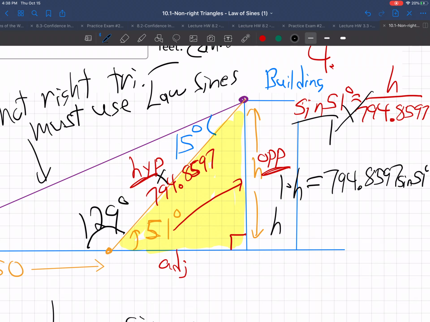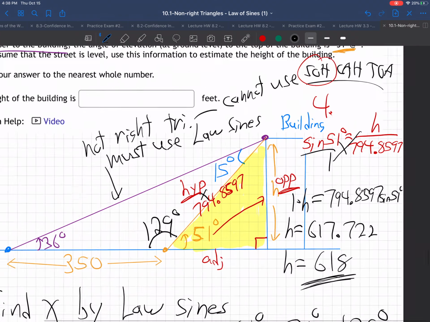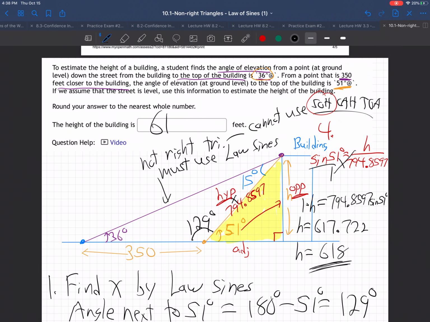And so h will equal, just multiply that together on your calculator. I'm getting 617.722. Rounding to a whole number, 618. So the height is 618. The height of the building must be 618 feet.